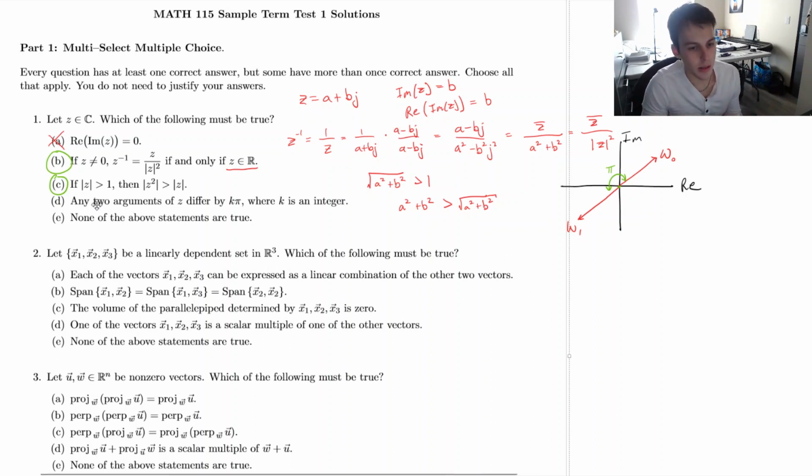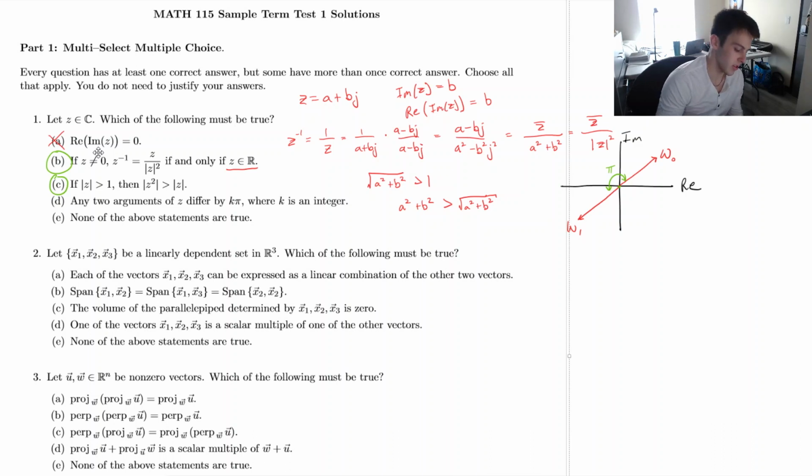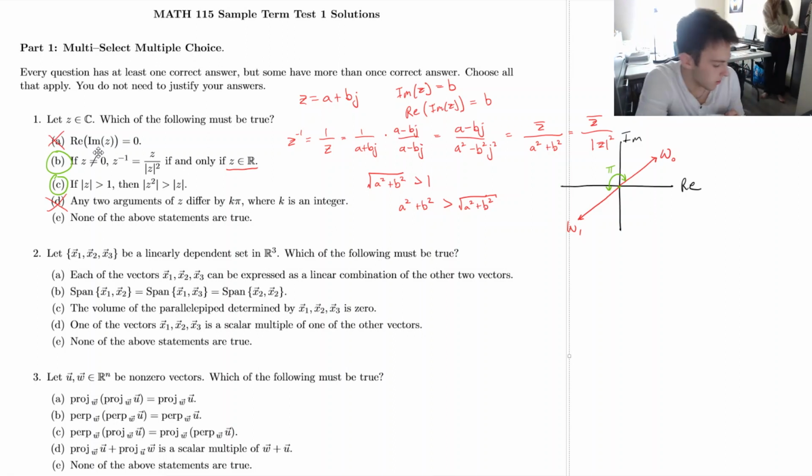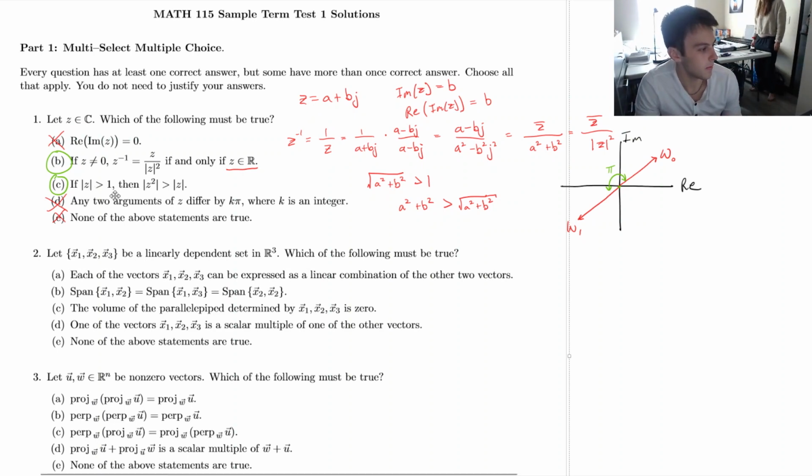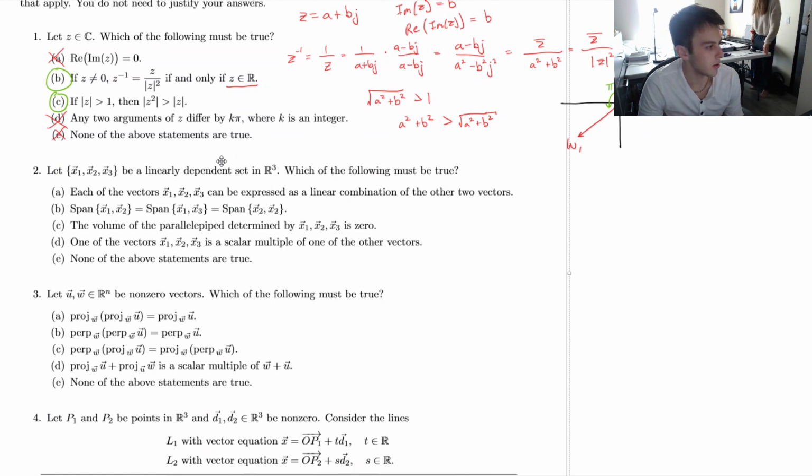But since this question just says any two arguments of z differ by k pi, it's kind of confusing, and we're not even talking about complex roots here. For that reason, it leads me to believe that this one must also be false. So false. And then E says none of the above are true, and we have B and C are true. So therefore, B and C are the only true ones of number 1. So let's hop into number 2.